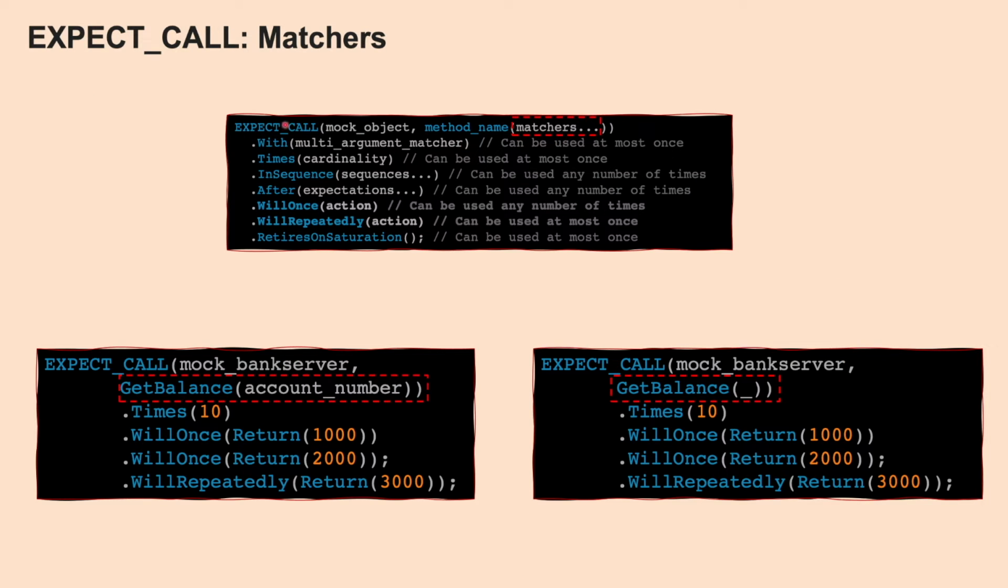First thing first, notice that expect call also provides matchers for the mock parameters. And just like onCall, instead of specifying what the actual parameter is, I can use a matcher. For example, an underscore matcher will match every parameter. Here, I'm saying that only when getBalance was called with this account number value, return something. On the other hand, here I'm saying whenever getBalance was called with any value, do the following.